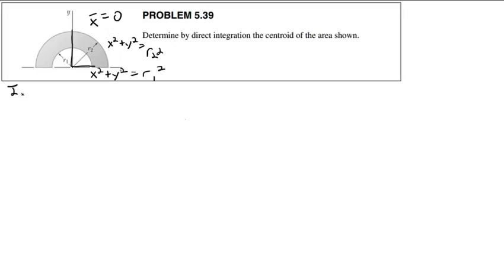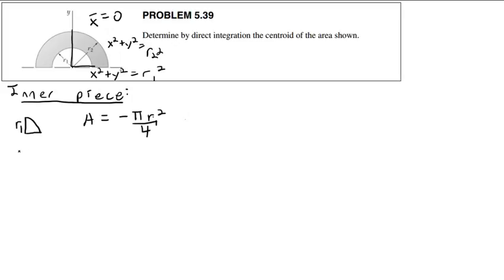So the inner piece, I'm just going to break this up, and it's just this piece here, R1. The area is simply going to be negative pi R1 squared over 4. Okay? Then, yeah, that works fine.